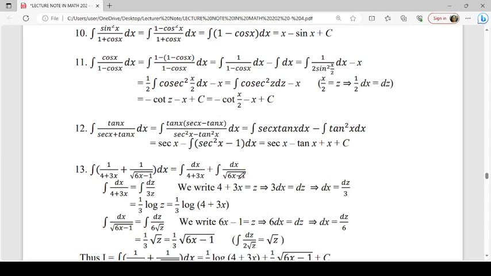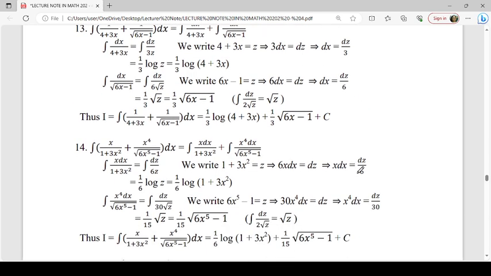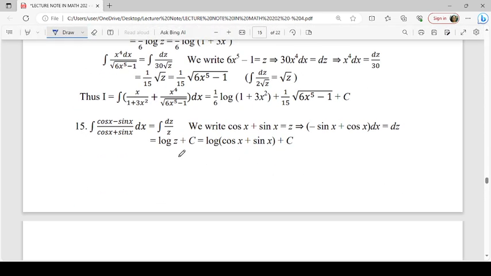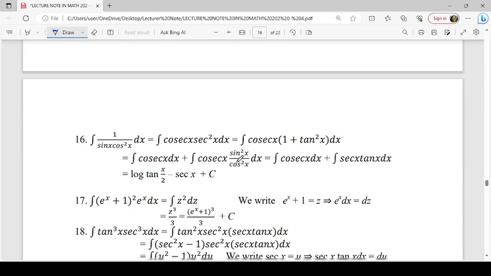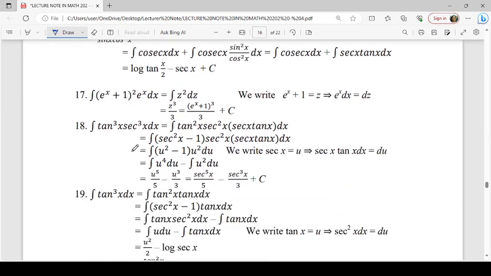1 by root over 6x minus 1. So 6x minus 1 is z, then 6 dx. So all of this you can do by method of substitution. Cos x, this one, then sin x cos square x is cosec x sec square x. So sec square x is 1 plus tan square x. Again we are simplifying this. Cosec x we can have, then this becomes sec x tan x, all by standard formula.